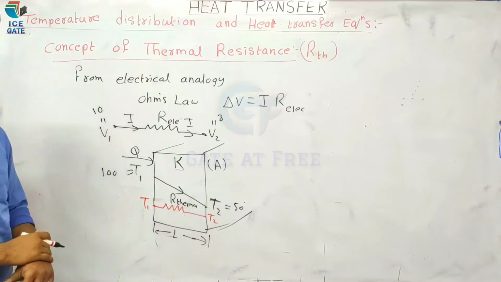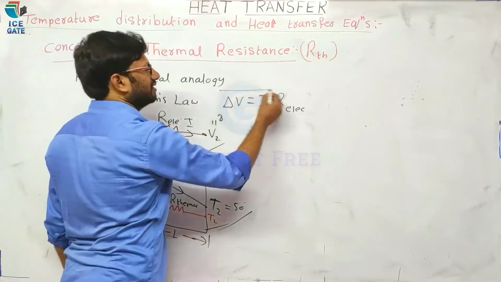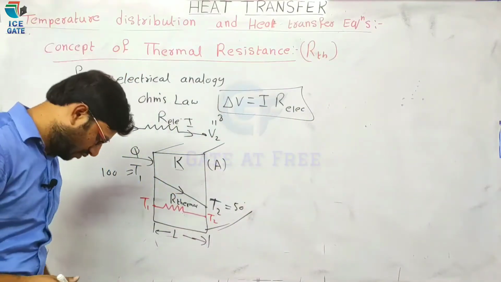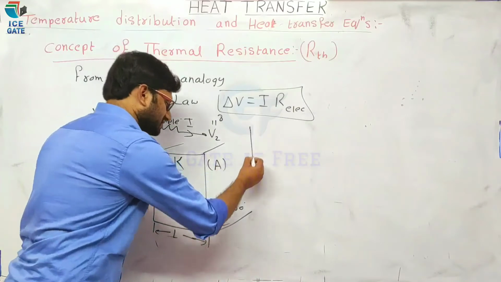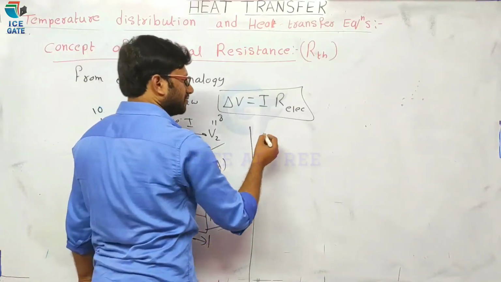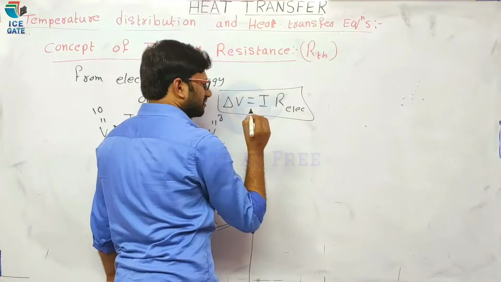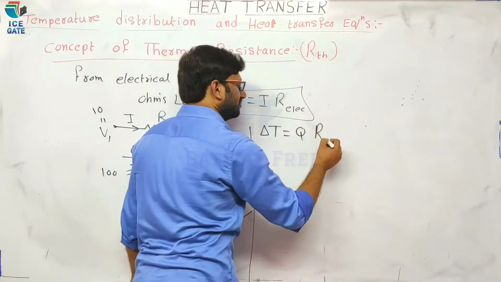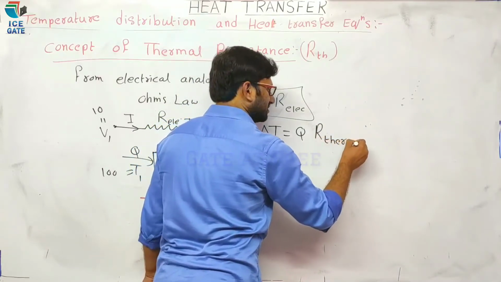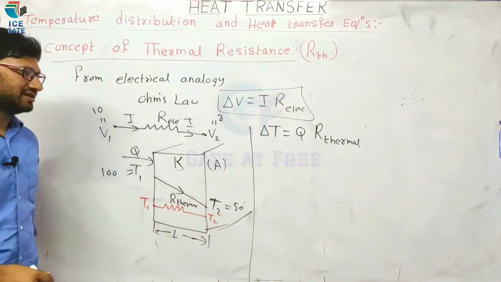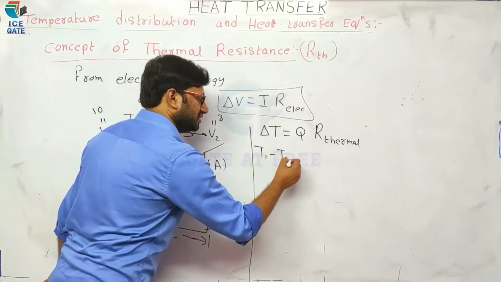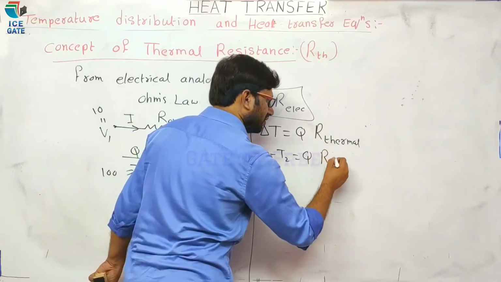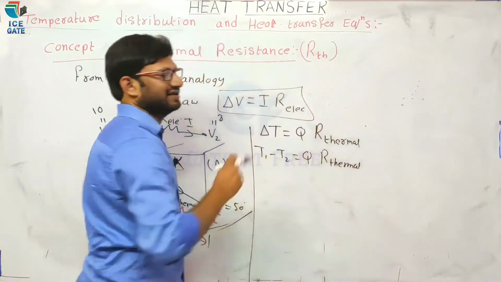Thermal resistance. We know the formula delta V is equal to I R. Here R is electrical resistance from Ohm's law. Now in the same way, write down delta T equal to Q into R. This is thermal resistance. Now what is delta T? T1 minus T2. Q is the heat flow through the material, and R is thermal resistance.